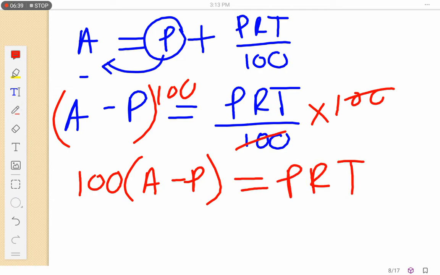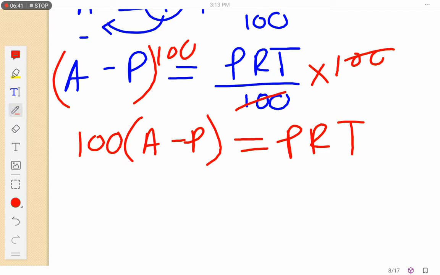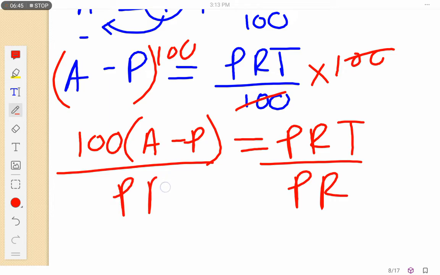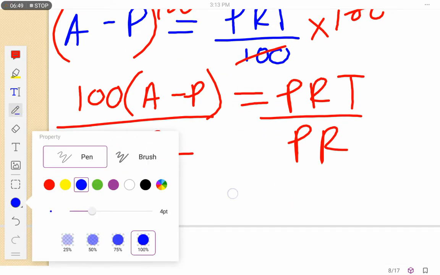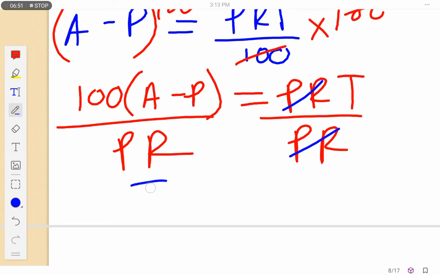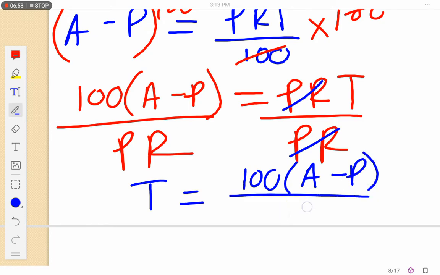Okay, and I want to remain with a T, so I will divide both sides by PR, such that they can cancel off each other. This PR, then my T is equal to 100 times A minus P over PR. It's fine like this. You have made T the subject of formula.